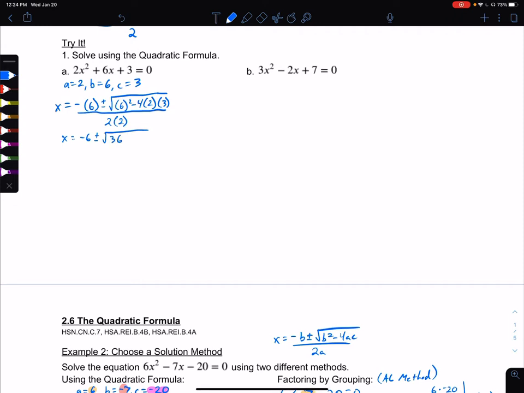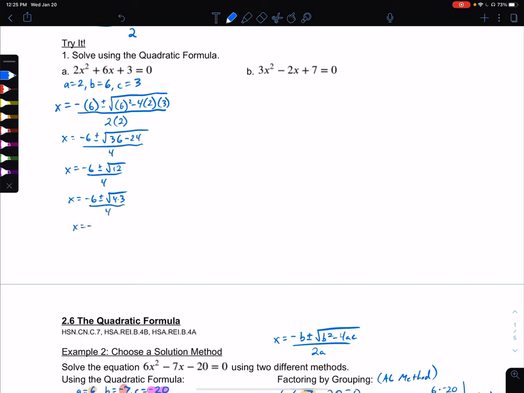4 times 2 times 3. We're going to have 8 times 3, which would be 24. So this would be minus 24 over 4. Continue to simplify. We would have square root of 12 over 4. Radical 12 can be broken down. I'll show it inside. You'd have 4 times 3.